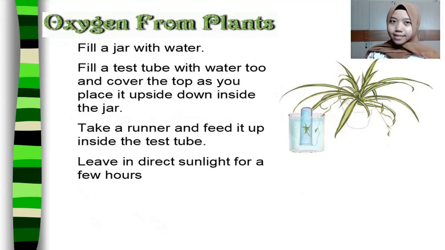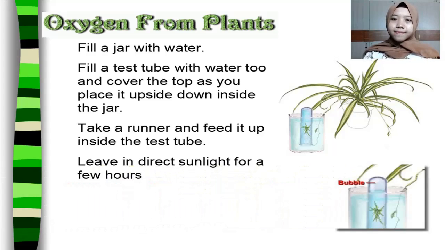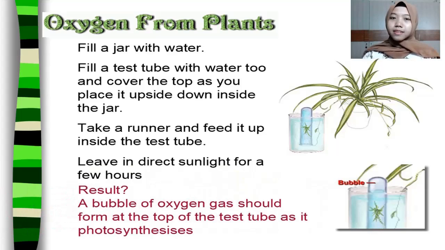Oxygen from plants. You can do some experiments too. The first step is fill a jar with water, fill a test tube with water too, and cover the top as you place it upside down inside the jar. Take a runner and feed it up inside the test tube. Leave in direct sunlight for a few hours. The result? A bubble of oxygen gas should form at the top of the test tube as it photosynthesizes.